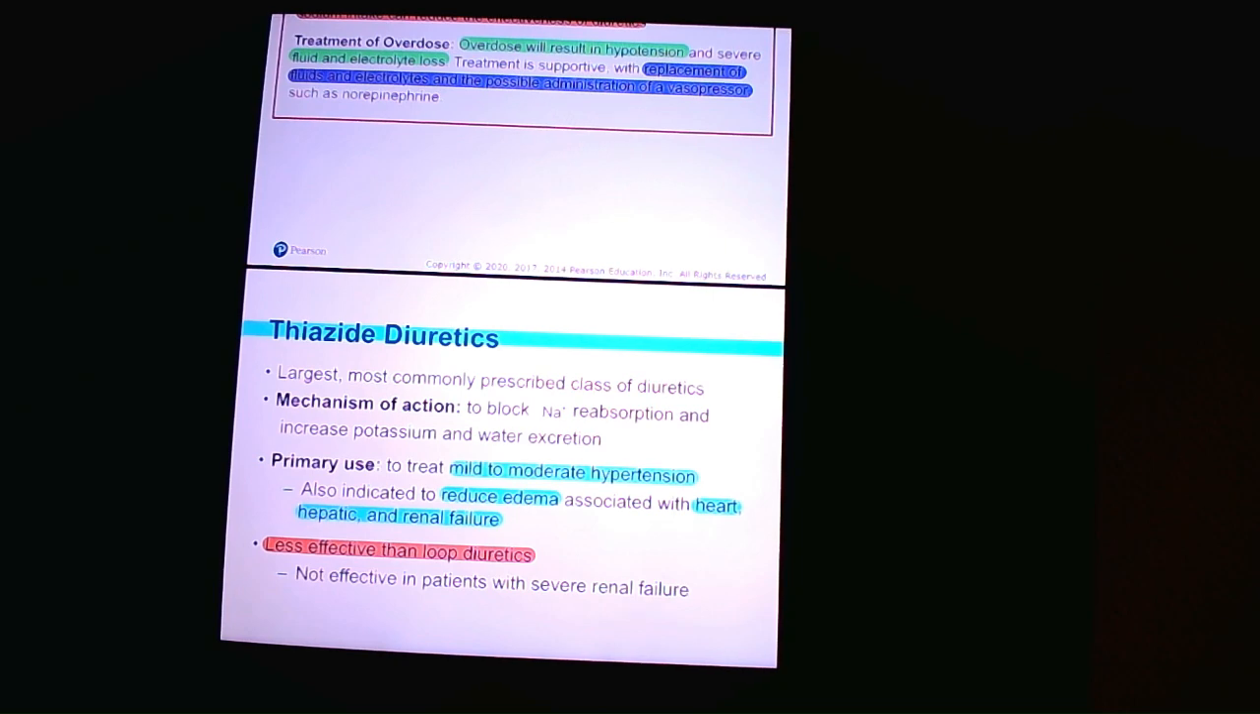It could be given if it's that bad, if the blood pressure is that bad, but for the most part, you're going to see fluid and electrolyte administration.